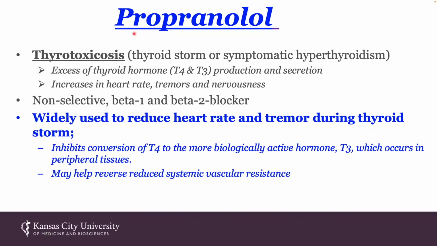The specific beta blocker propranolol is used in thyrotoxicosis, also called thyroid storm or symptomatic hyperthyroidism. This drug is widely used to reduce heart rate and tremor during thyroid storm. This drug inhibits conversion of T4 to the more biologically active hormone T3 and also may help reverse reduced systemic vascular resistance that occurs during thyroid storm.